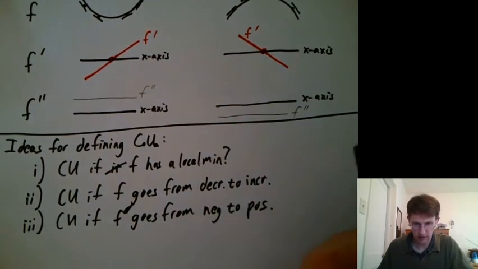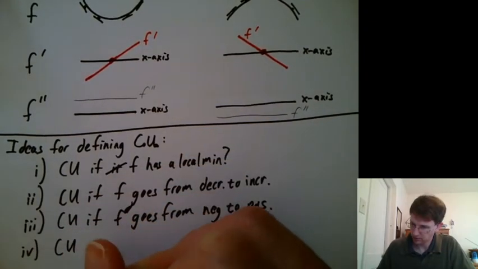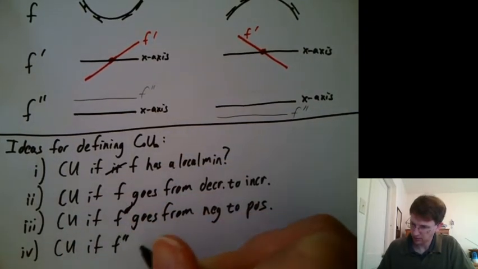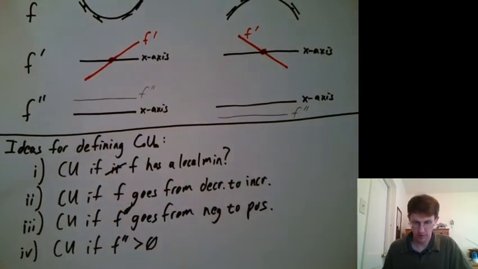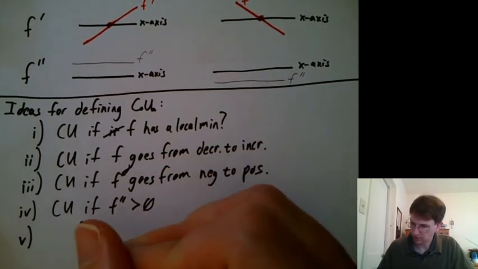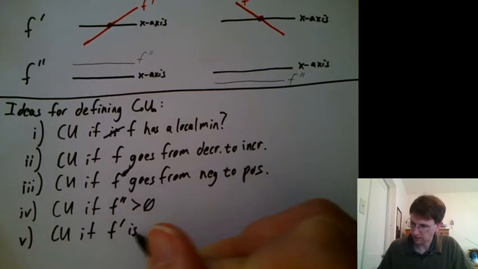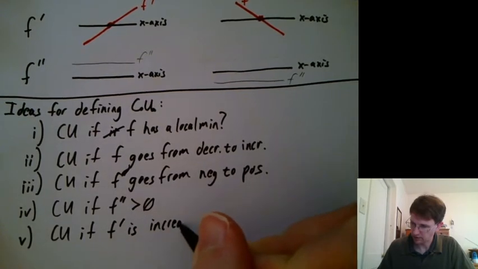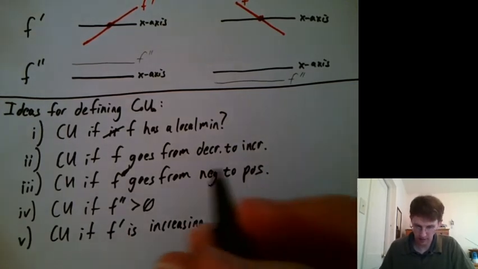How about concave up if f double prime is greater than 0? That's certainly true there. Or how about concave up if f prime is increasing? Seems like another good candidate.